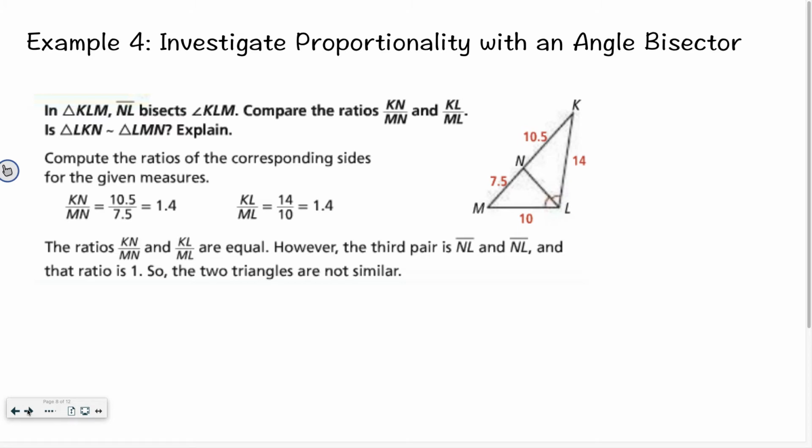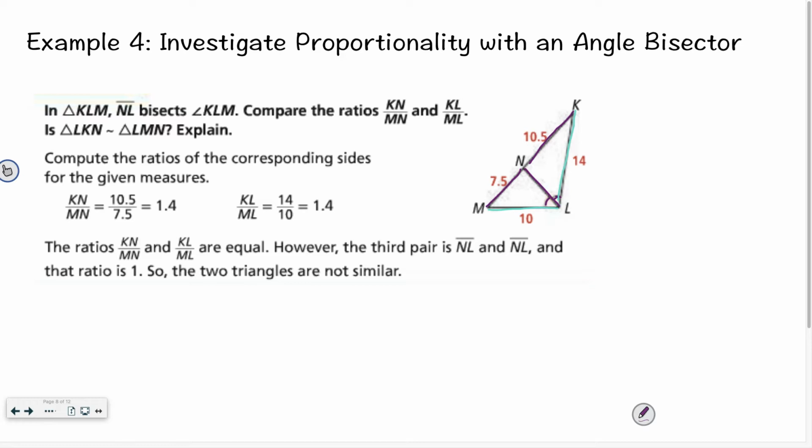All right, example 4, investigate proportionality with an angle bisector. Okay, so we have in triangle KLM, segment NL bisects angle KLM. So this line right here is cutting that larger angle in half. Okay, compare the ratios between KN and MN, as well as KL and ML. So we're going to compare those.